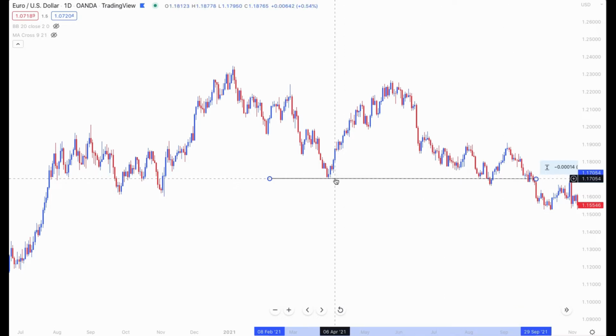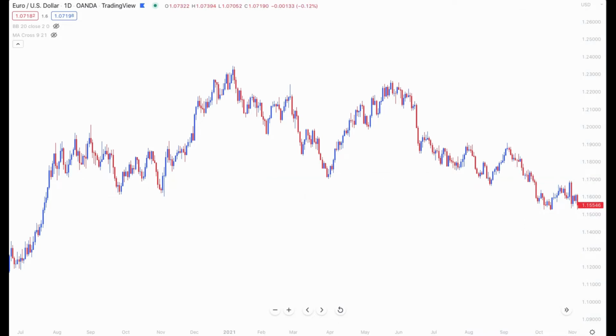Now, why I don't like this line technique is because there are always extra candle bodies breaking through these areas. So what I like to use instead is a parallel channel tool, right? And this gives me a zone, which I much prefer, right?